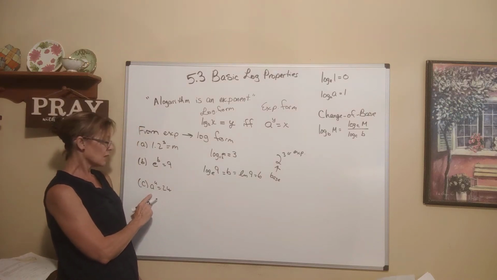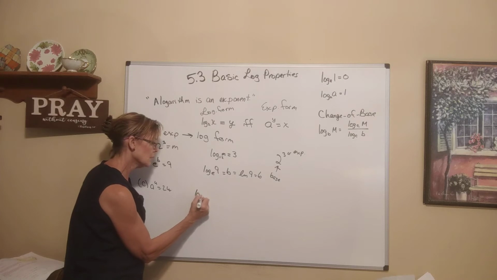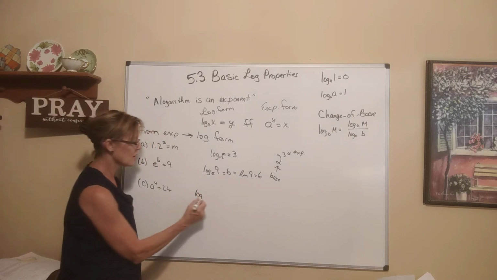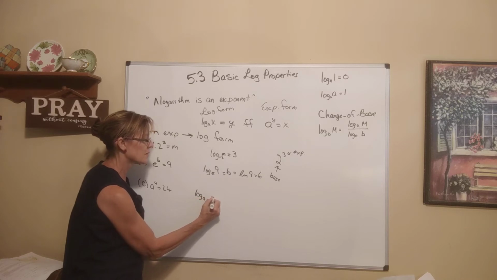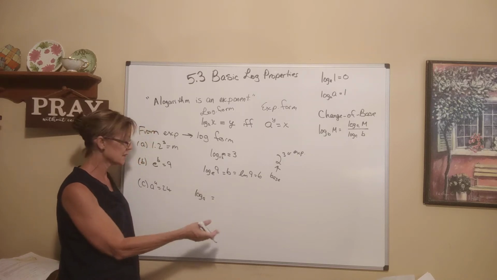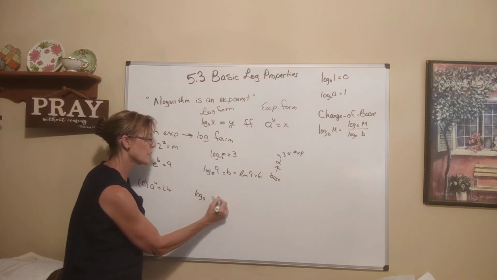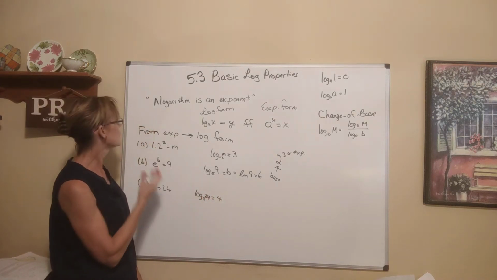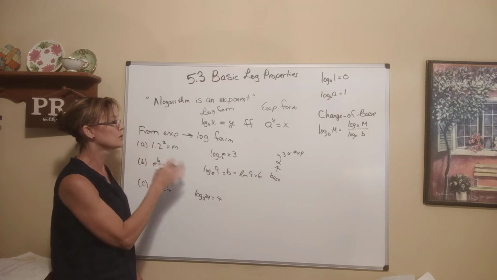Okay, let's do this one. Log. What's the base? Well, the base is the same base here, a, log base a. You remember that a logarithm equals an exponent. What's the exponent? 4. And then the argument becomes 24. And that's how we can change from exponential to log form.